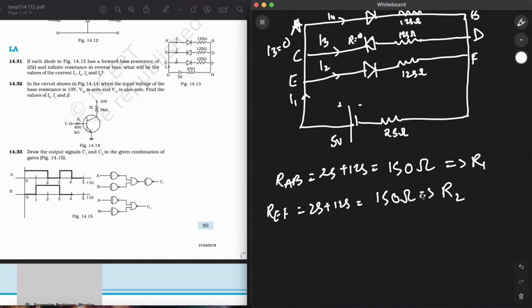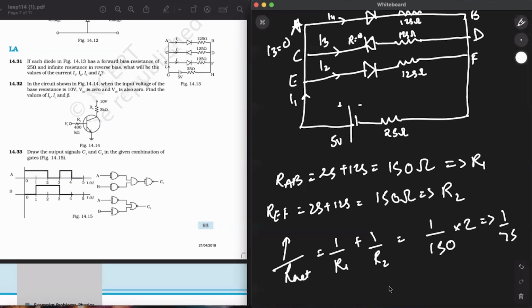Alright. Now, what is next? Since these two branches are in parallel, I can add these resistances. 1 upon R net is equal to 1 upon R1 plus 1 upon R2, which is 1 upon 150 plus 1 upon 150. This means 2 upon 150, which means 1 upon 75. So R net will be nothing but 75 ohms. Alright. Now I'll draw the new circuit over here.